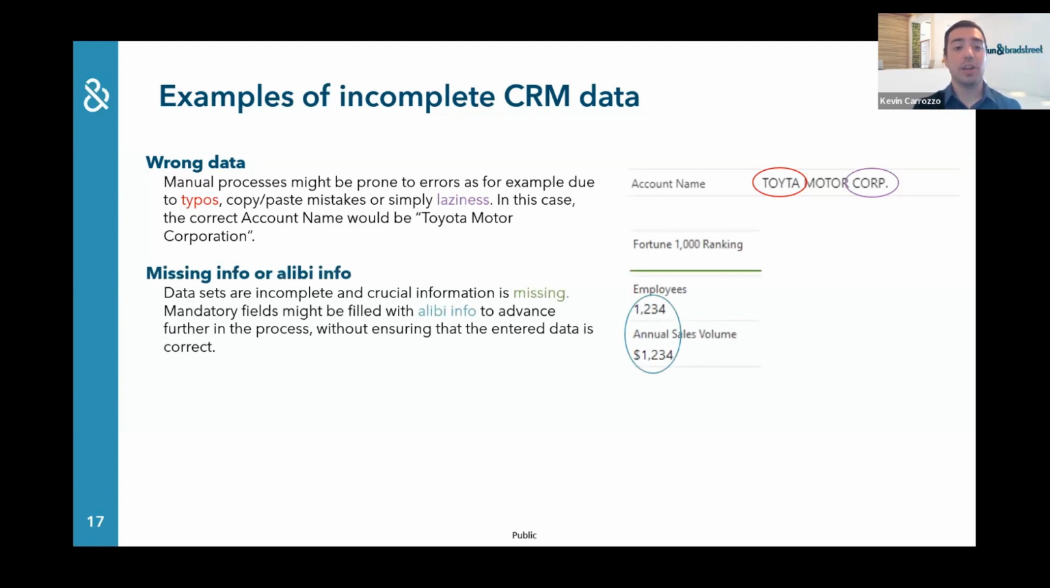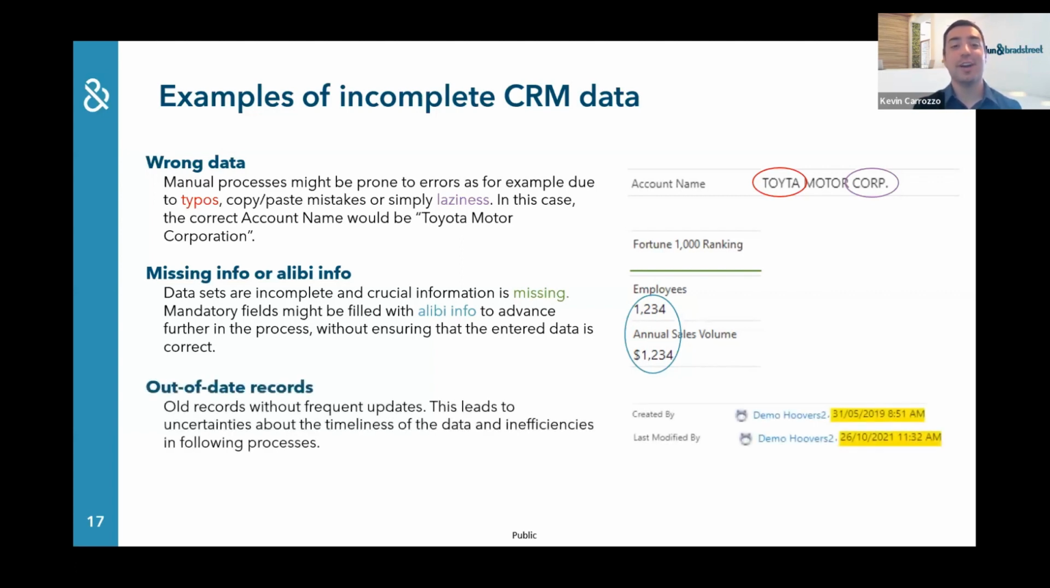But not only wrong data, missing data is also always a big topic. There might be instances where crucial information is simply missing, so you don't have access to the information that you need further down the line. Or, what might be even worse, Thomas, you know it, mandatory fields that are just filled with alibi info to further process in the onboarding.